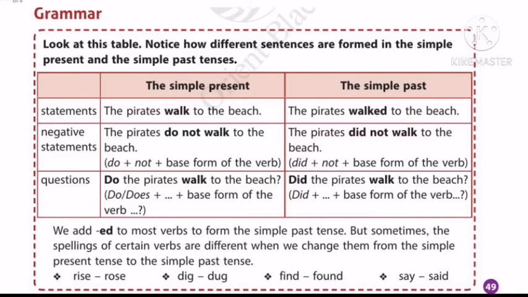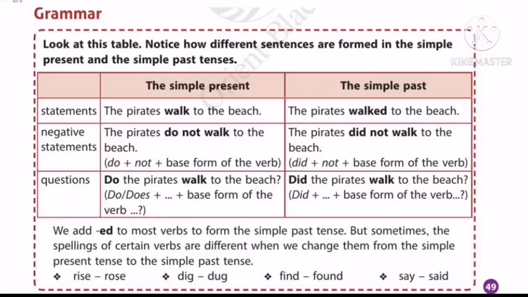Children, in your textbook, page number 49, you can see a grammar part. Look at this table. Notice how different sentences are formed in the simple present and the simple past tense. See the sentence. The pirates walk to the beach. Here walk is the verb. It is in simple present tense. When we change it into simple past tense, it becomes walked. The pirates walked to the beach.